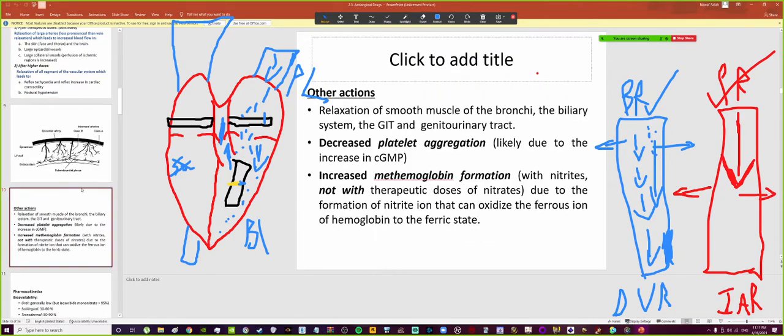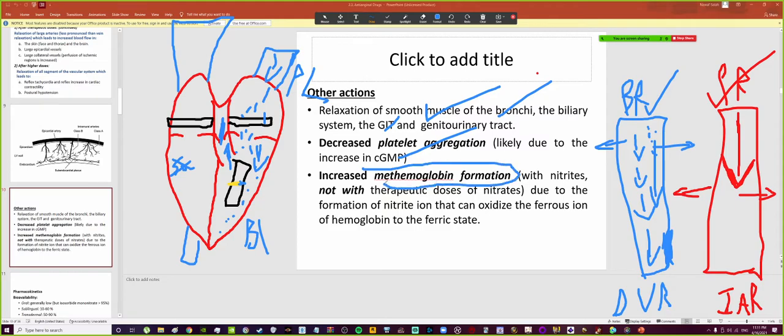Other effects we've said before: it's relaxation of all the smooth muscles, so bronchodilation, some constipation, decreased platelet aggregation. Another thing that's very important, and it's also used for something that we know from Rest Block, is cyanide poisoning. We can use nitrate for cyanide poisoning. How? We'll get into that, but it involves the formation of methemoglobin.